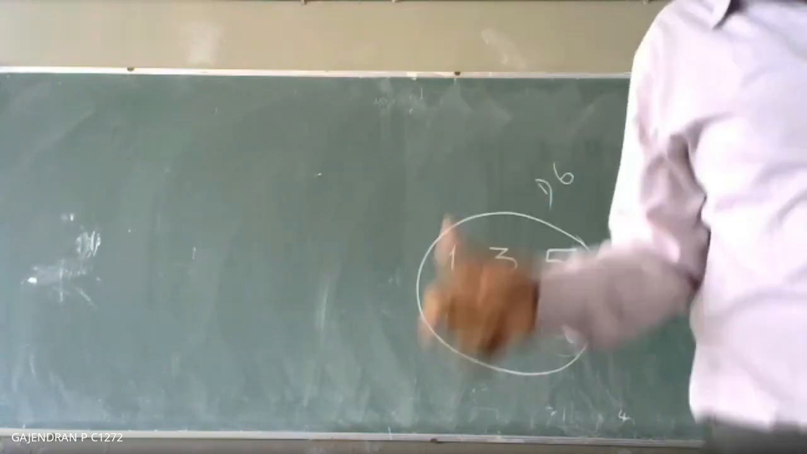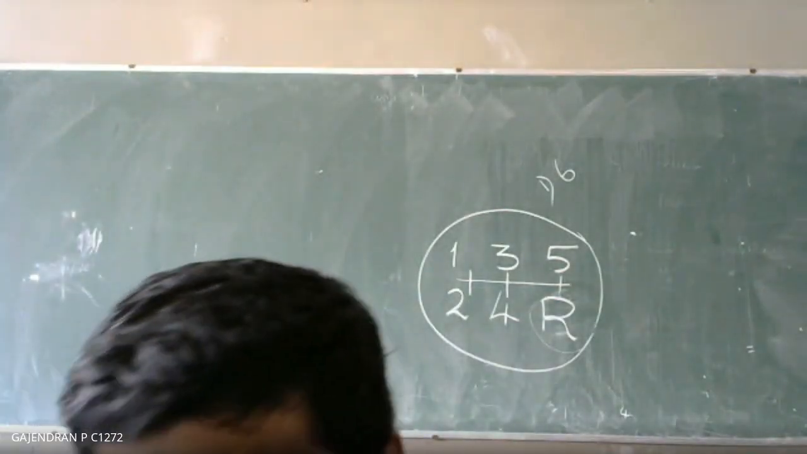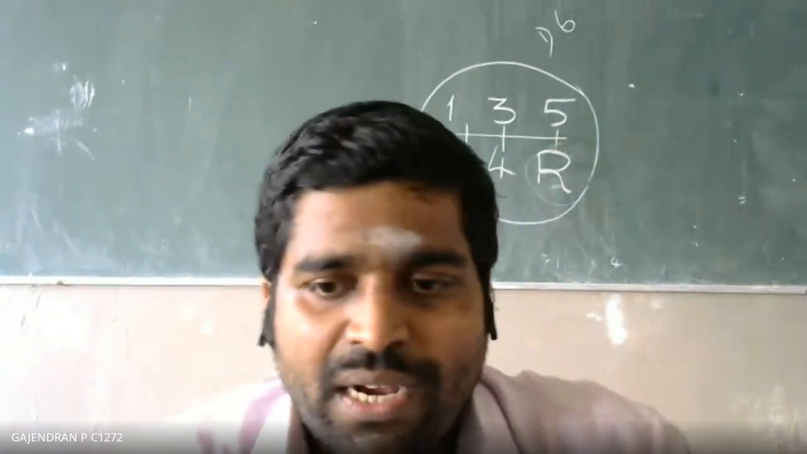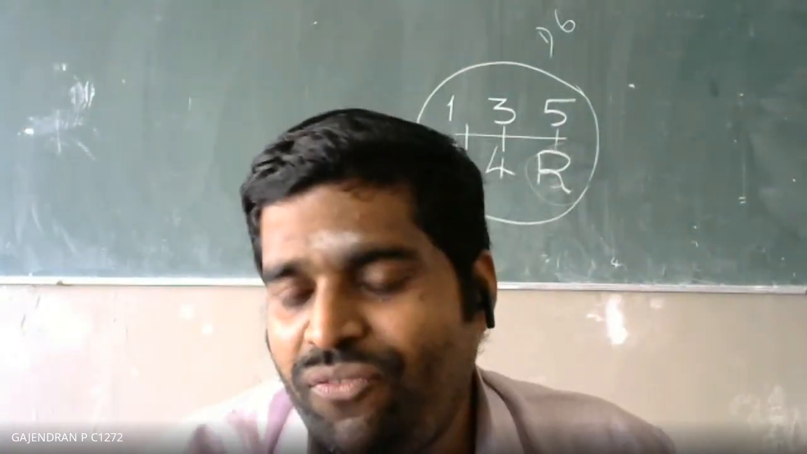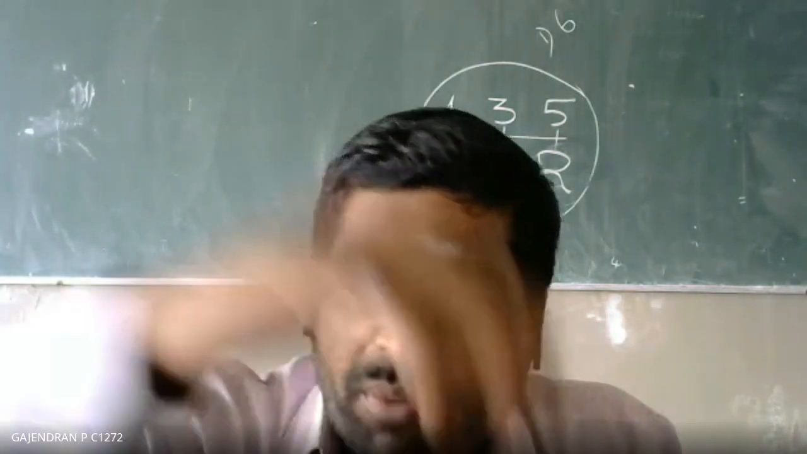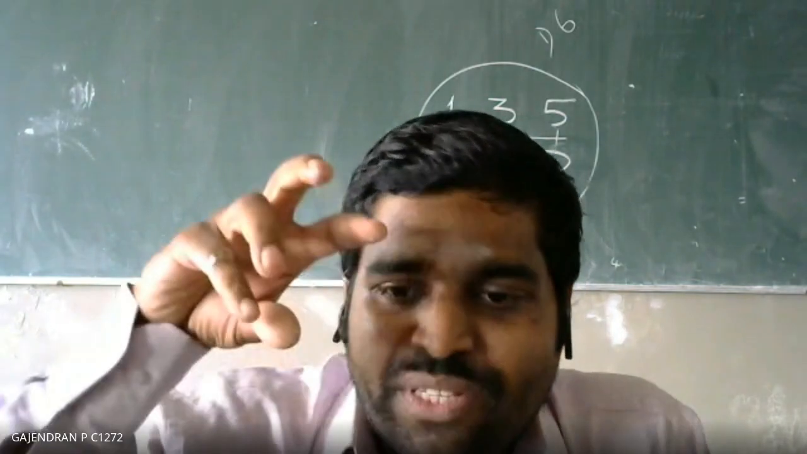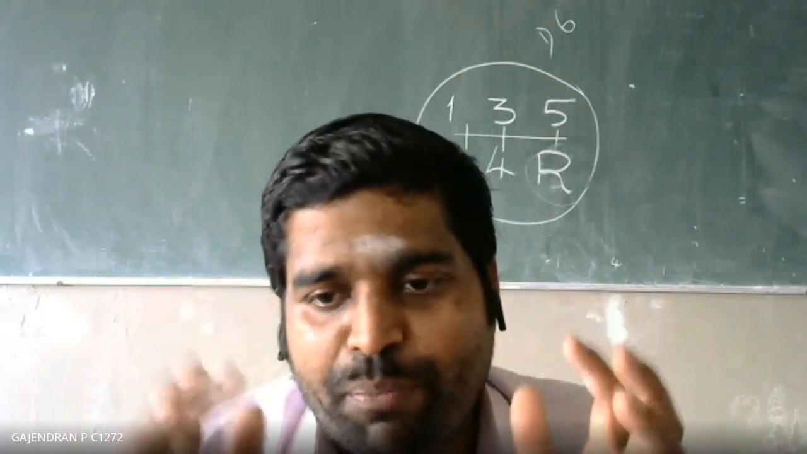Am I correct? We will try only with the numbers. Am I correct? We will try with only the numbers, not with the alphabets. So this kind of thing is called thinking out of the box. So, think out of the box means what? Don't stick with only the things that you usually practice.